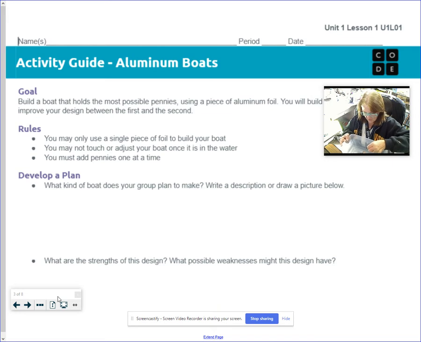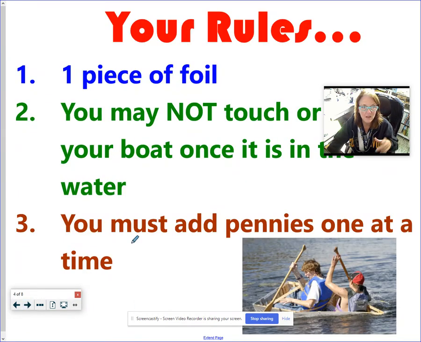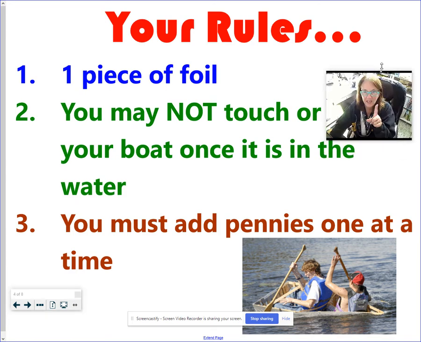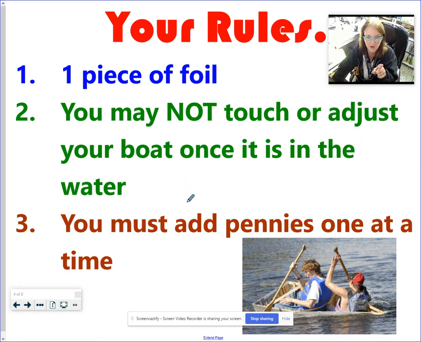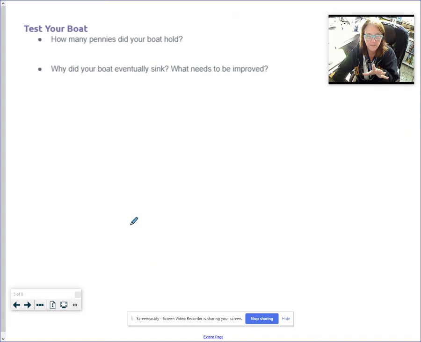Okay, and then let's say I added the 10th penny and then it sunk. Well, then it couldn't hold 10 pennies. Your result would be that it held 9. It was still floating at 9 and it sunk at 10. Okay, the rules: one piece of foil, you cannot touch it or adjust it when it's in the water, and add the pennies one at a time. Once you've tested it, and this is the important part, don't crumple up your boat. Get it to drip off, and then we're going to do a gallery walk and look at everybody else's design before we build the next one.